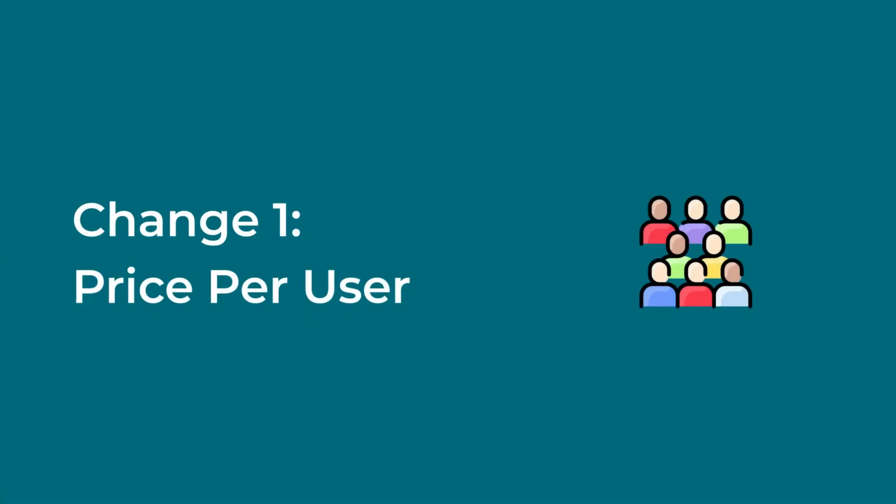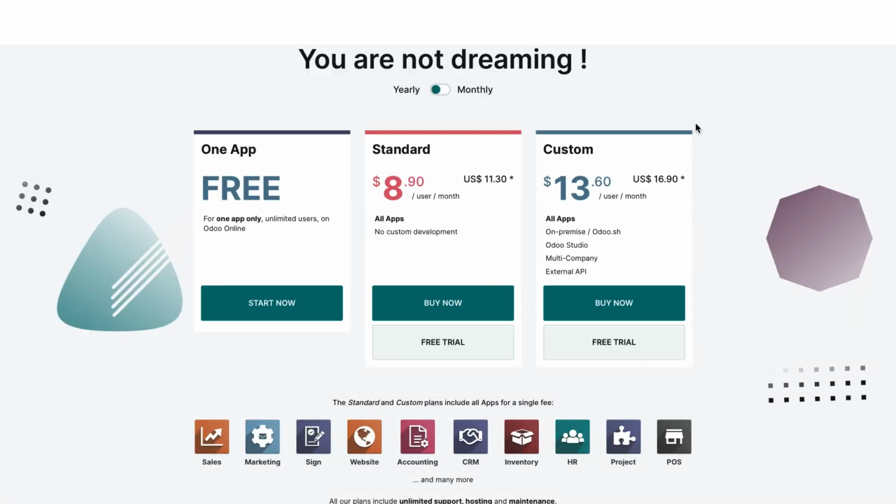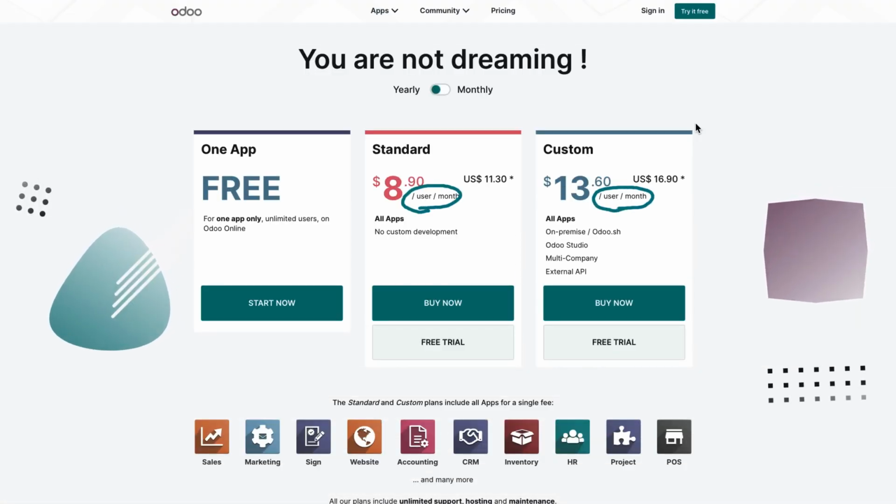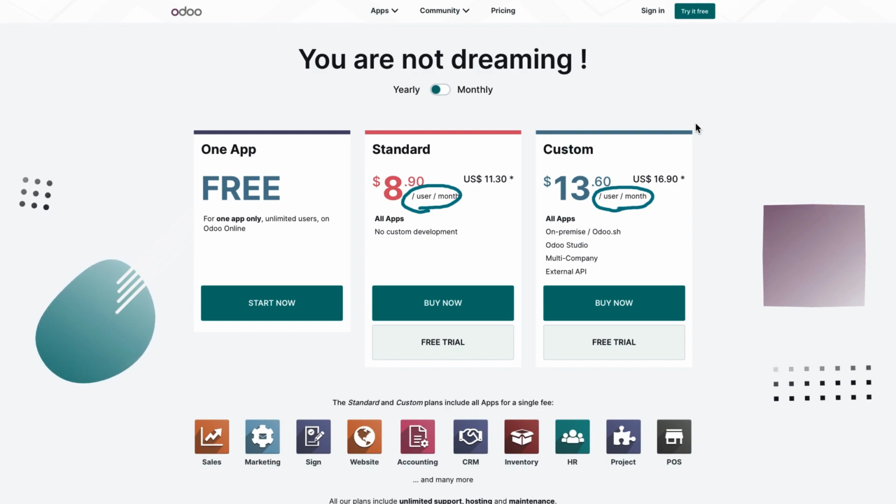So here are the real three changes in the new pricing model. First, with the new pricing model, we only pay for the user. So there is one price per user, while in the old pricing model, we had one price per user plus one price per app. If you had 5 users and 3 apps, you would pay a price for the users and for the 3 apps. Today, you pay only a price for the 5 users. Of course, the price per user will change.